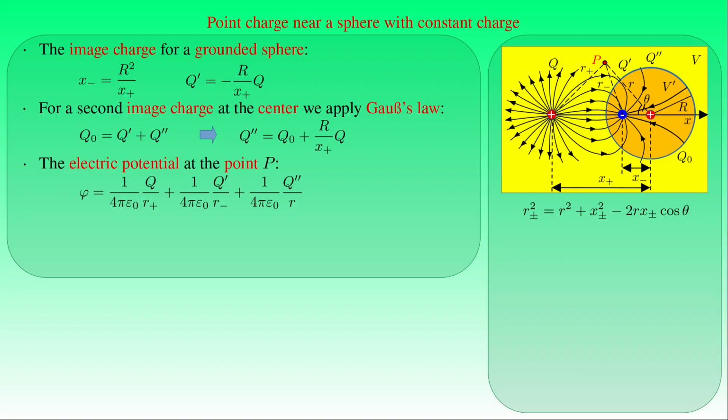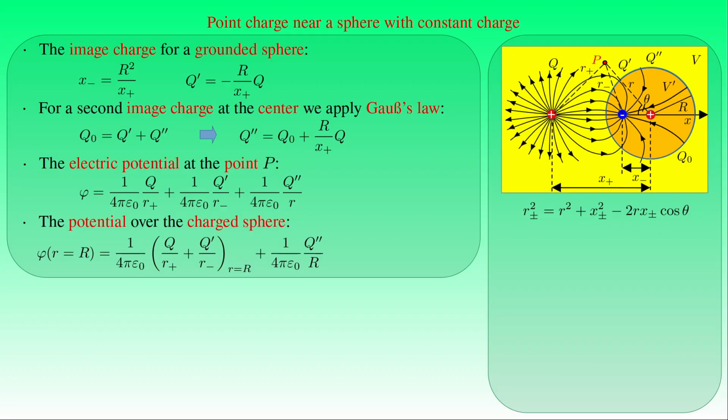As seen in the figure, the square of the distance r sub plus or minus is equal to the square of the distance r plus x sub plus or minus squared, minus 2 times r times x sub plus or minus times cosine theta. We already saw that the sum of the first two terms of the potential vanishes over the sphere for the expressions for x sub minus and q prime shown here. Then the potential phi over the charged sphere is given by 1 over 4 pi times epsilon naught times q double prime over capital R.